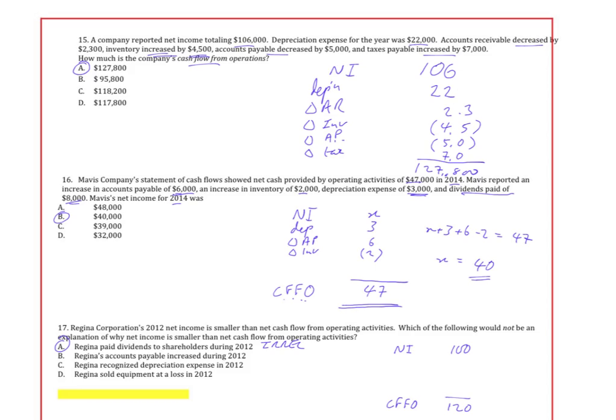B. Regina's accounts payable increased during the year. That's like borrowing money, so that's a valid reason why cash flow from operations would be higher. They recognise depreciation expense. Again, that's a valid reason because we add back depreciation as we go from net income to cash flow from operations. And Regina sold equipment at a loss. Yes, because a loss at the time of sale is just like extra depreciation on that date. So indeed there is only one reason, and it is A. And that's it.